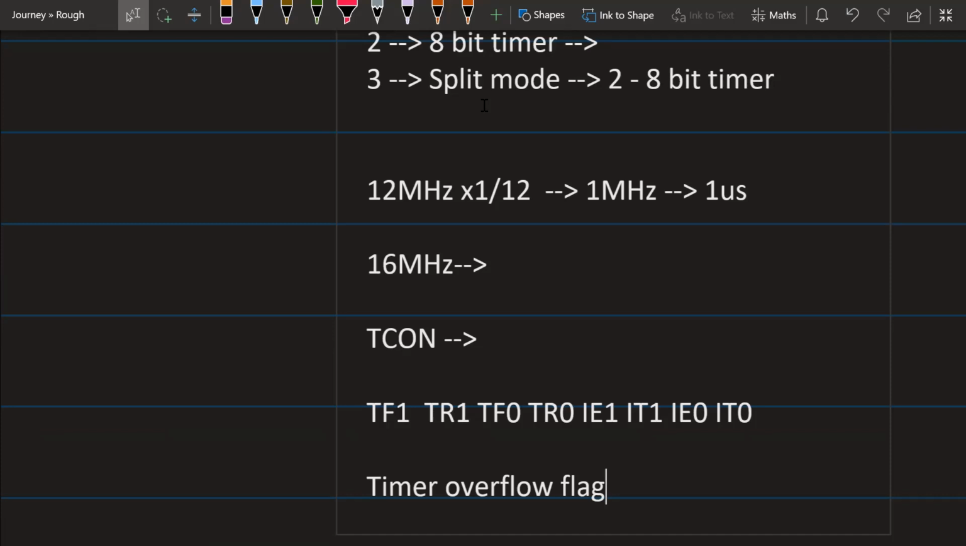So TR1, if you want some control from the program itself. If you want some kind of stopwatch application where you will start the timer and end the timer, you can use TR1. Whenever TR1 is high, your timer will keep counting. Whenever TR1 is low, you will stop the count. Same way TF0, TR0 for the other counter or timer.